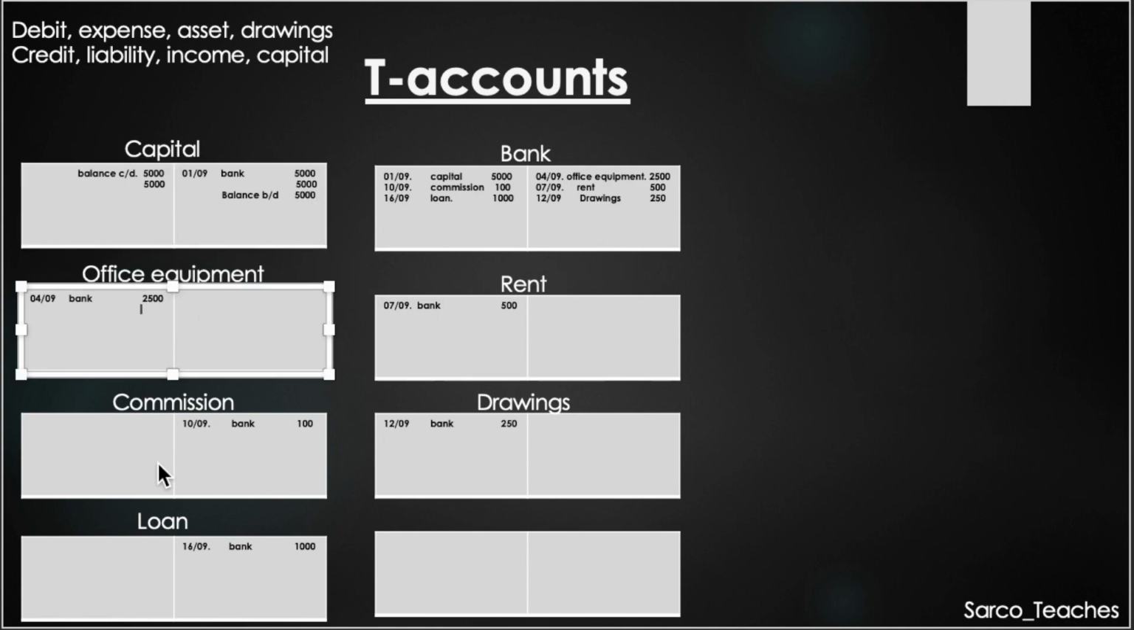So balance CD means balance carried down, and balance BD means balance brought down. So the balance brought down will be taken into the income statement and statement of financial position. So I will be balancing them all up, and I'll just fast pace the video so I don't waste your time.